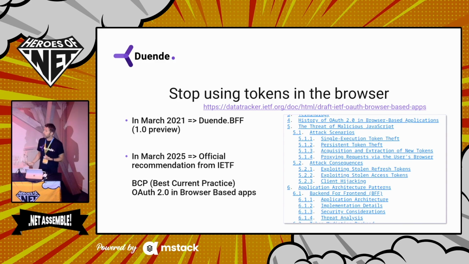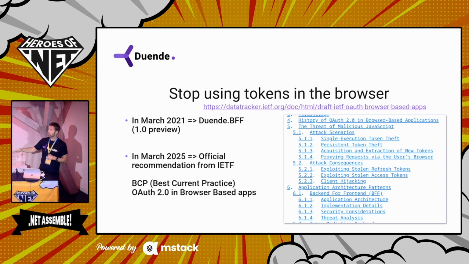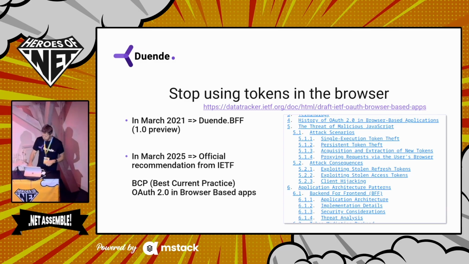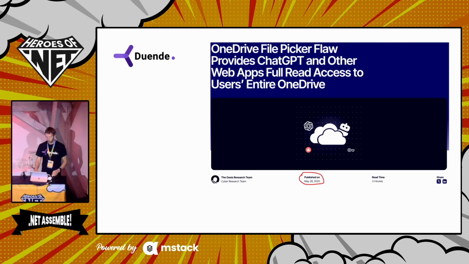What are ways how your tokens get stolen? And if they have them, what can you do with them? So it's actually quite a good read. I recommend people to go in here as well and read them. But the recommendation is not just from us. It's an official recommendation from the standards body to stop doing this.